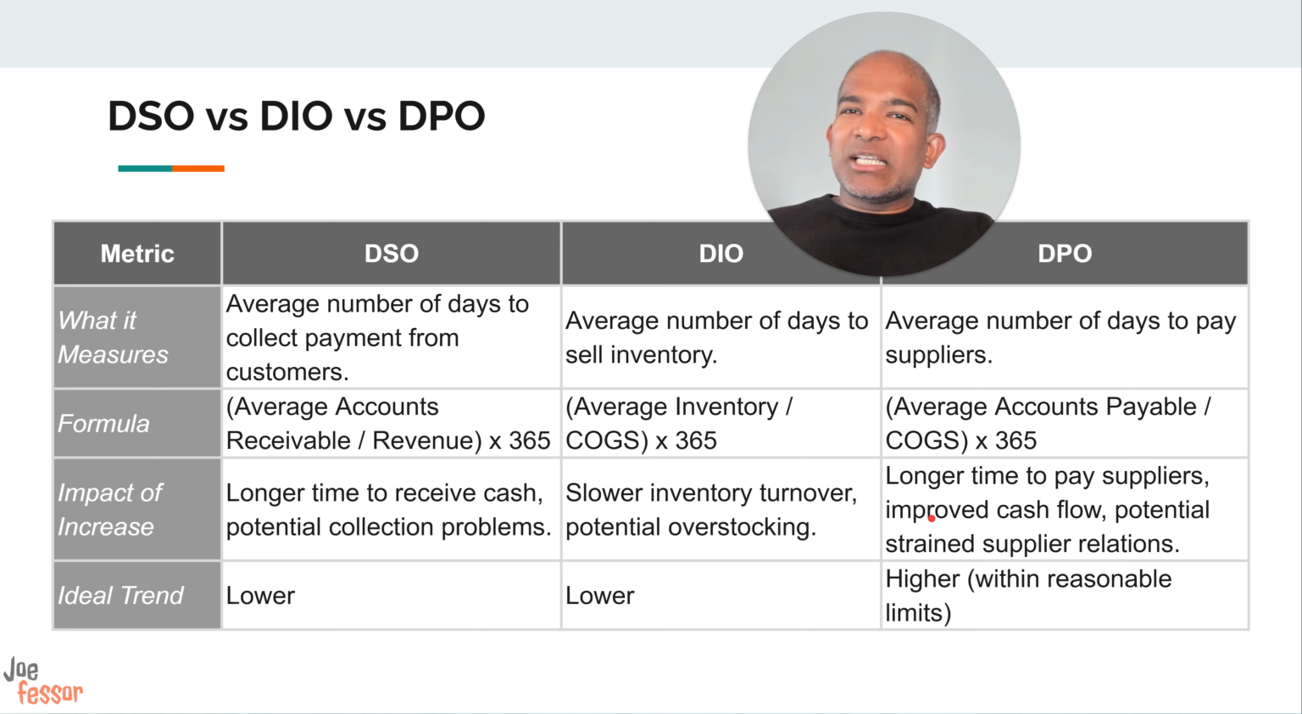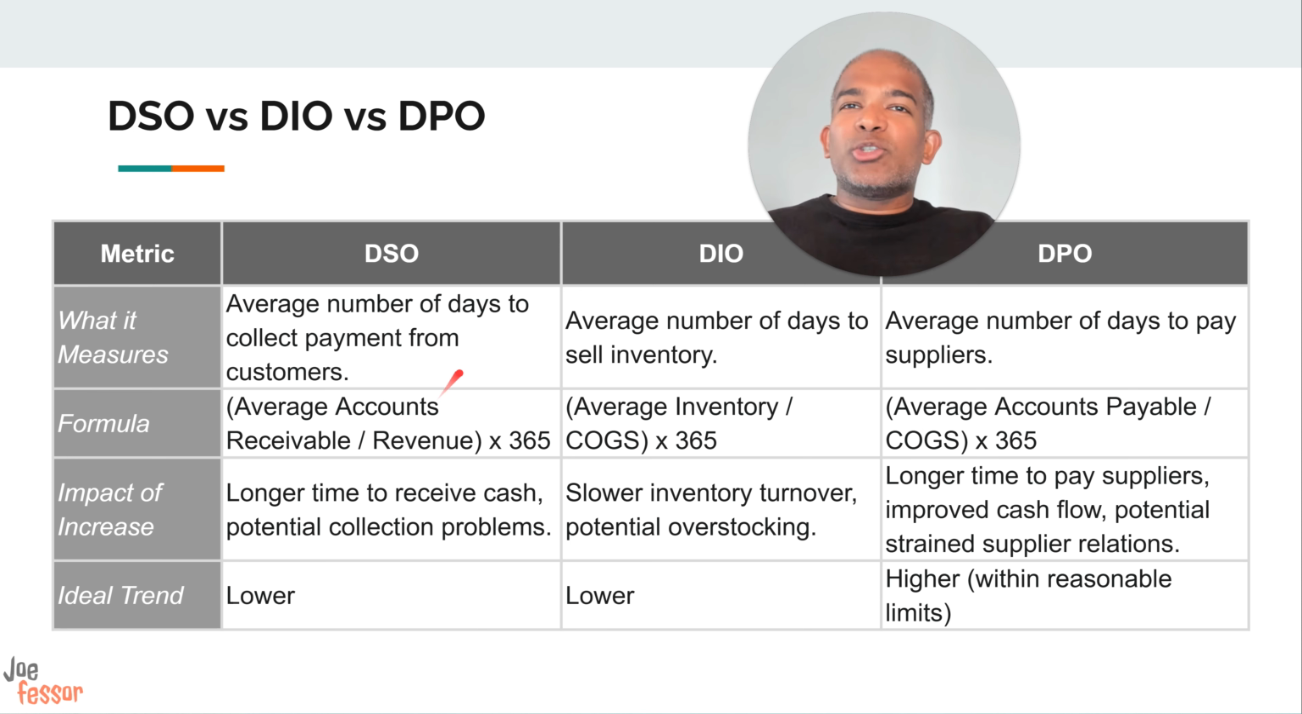Now that we've examined DSO, DIO, and DPO individually, let's take a moment to compare them side by side. This will help us solidify our understanding of their differences and how they fit together. Here we have a table summarizing the key aspects of each metric. As you can see, while each metric is calculated similarly, they measure very different aspects of a company's operating cycle. DSO focuses solely on how quickly a company collects cash from its customers. DIO focuses on how quickly a company sells its inventory, and DPO focuses on how quickly a company pays its suppliers.